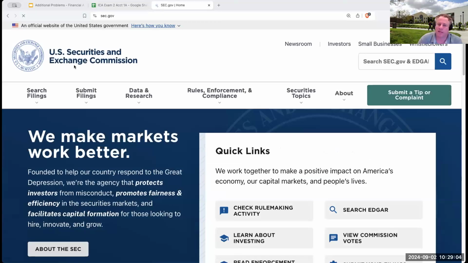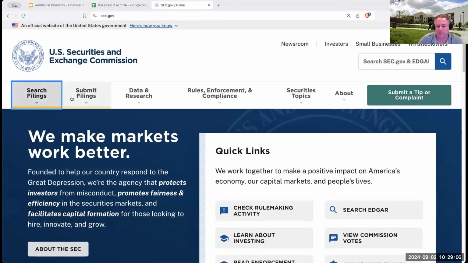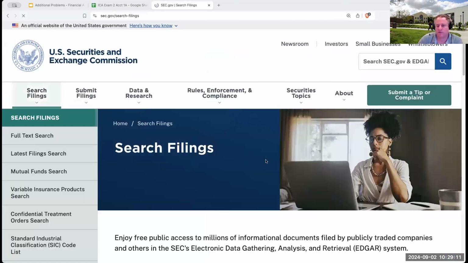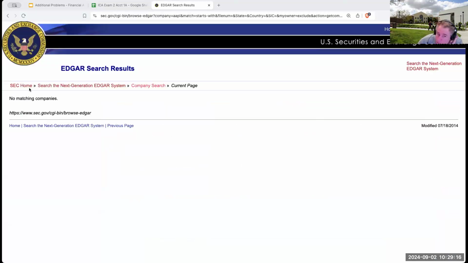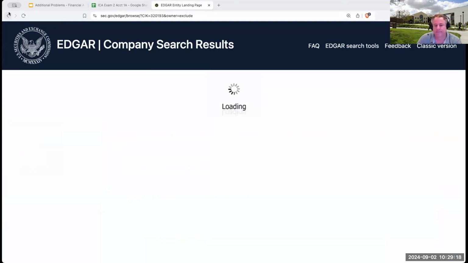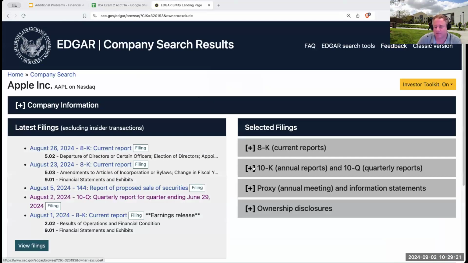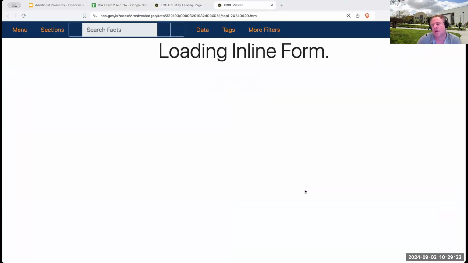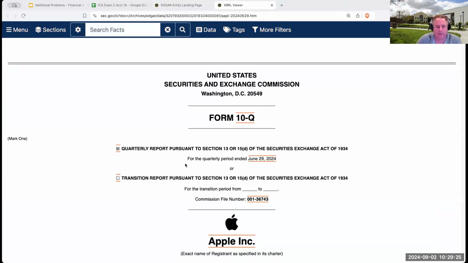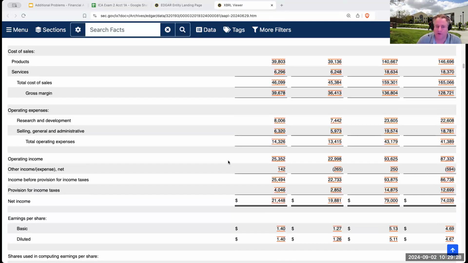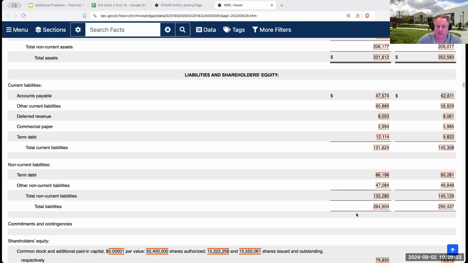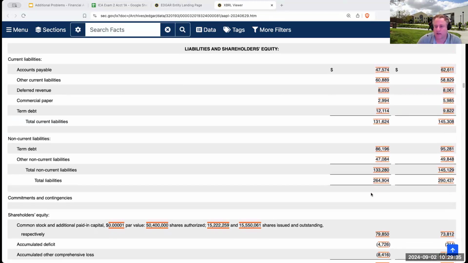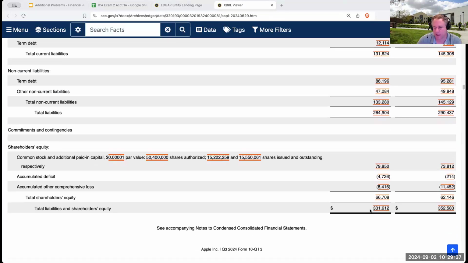So when we go over to sec.gov, we decide to search some filings and we're going to look at our friends at Apple. Hopefully they haven't gone out of business, and they have not. I don't know why it's been glitching. Okay, so when I look at Apple's balance sheet, total assets equals total liabilities plus owner's equity, right?